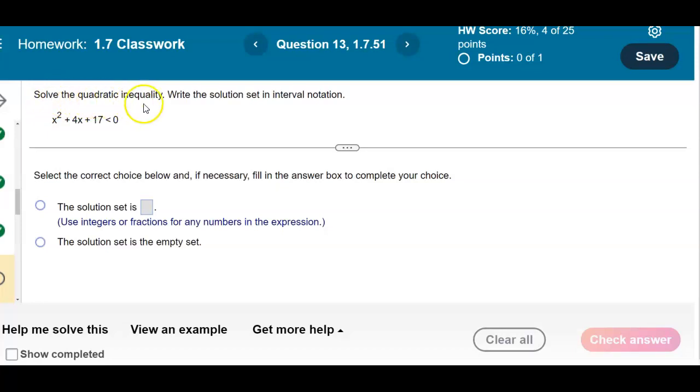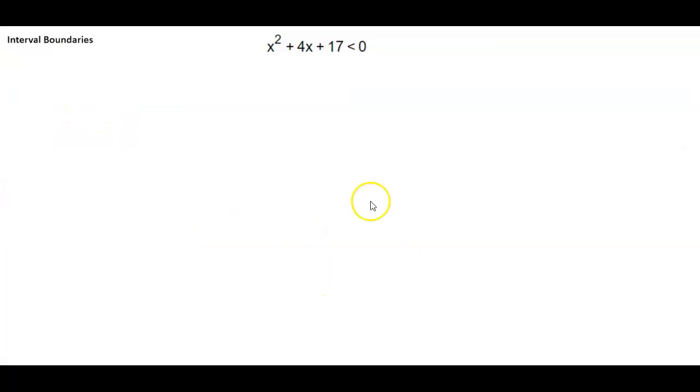Solve the quadratic inequality and then write the solution set in interval notation. We have x squared plus 4x plus 17 is less than 0. So let's go ahead and take a look at this quadratic inequality. We already see that 0 is on the right side, so we have everything on the left side.